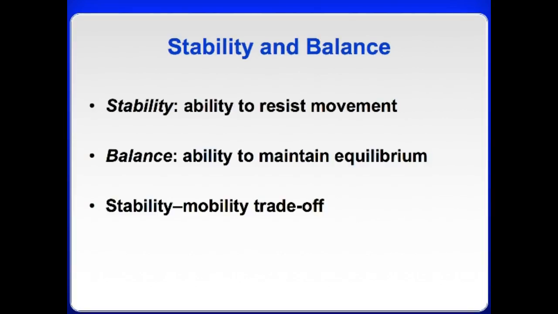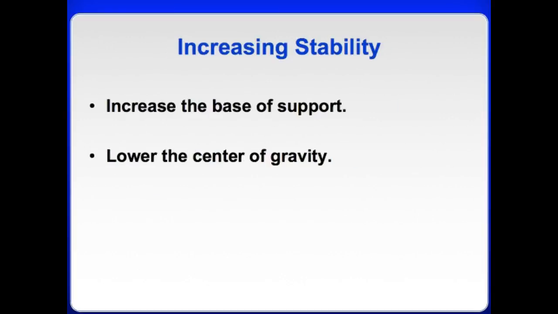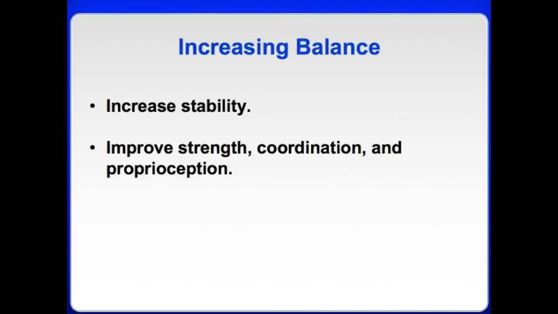Stability and balance. Stability, ability to resist movement. Balance, ability to maintain equilibrium, and the stability-mobility trade-off. Increasing stability: increase the base of support and lower the center of gravity. Increasing balance: increase stability, improve strength, coordination, and proprioception.